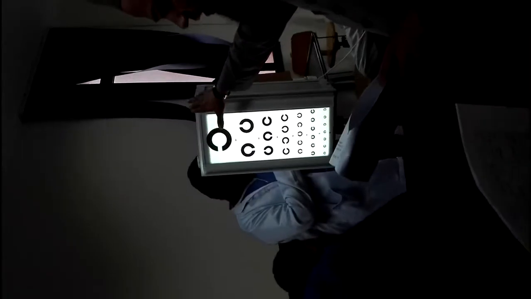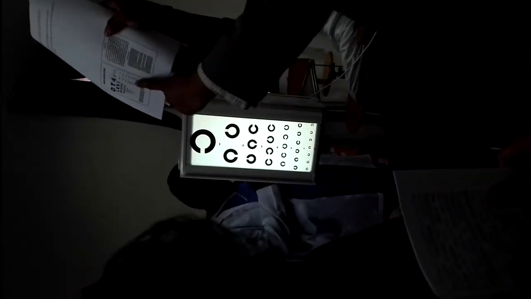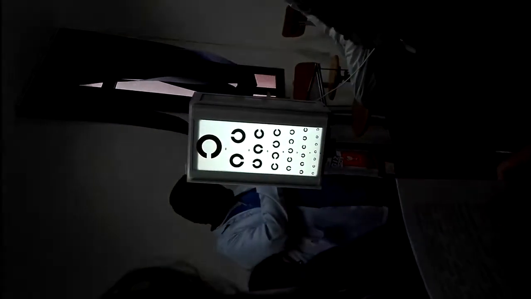So these are the tests for visual acuity. Distance vision, near vision. Okay? In visual acuity, you have two tests. One is distance vision and one is near vision. Now please give me this. Now this is Ishihara's test for color deficiency, color blindness. Okay. Now what do you have here?